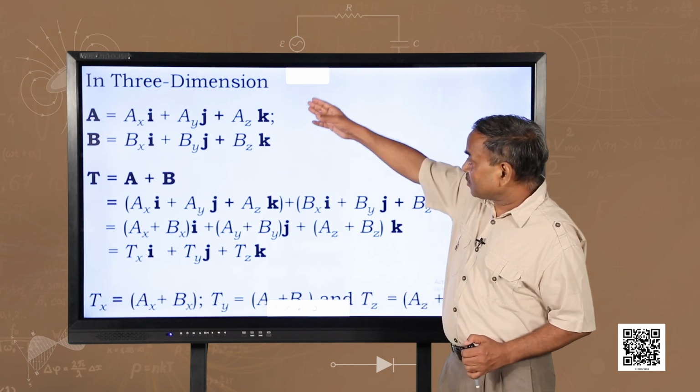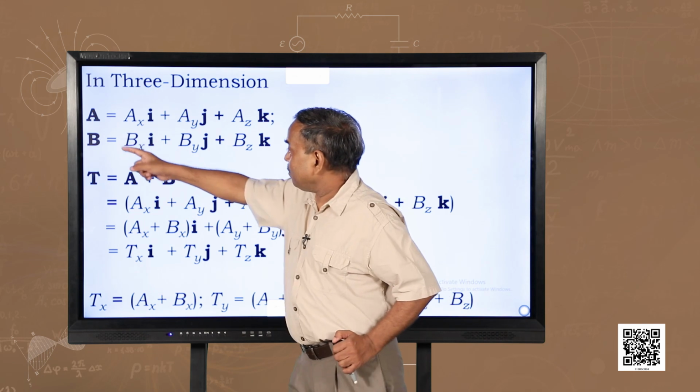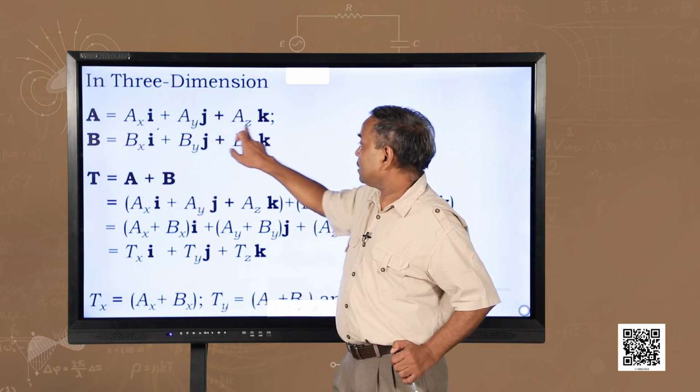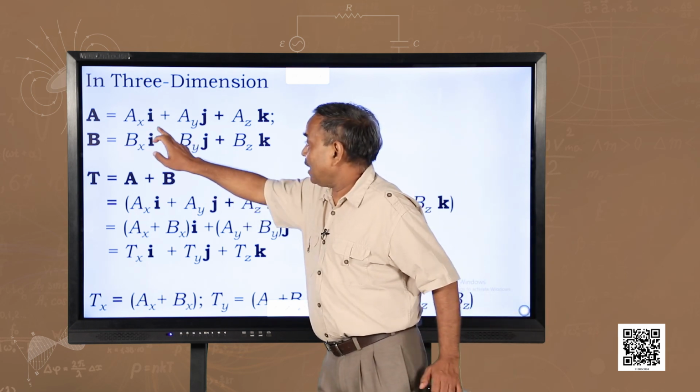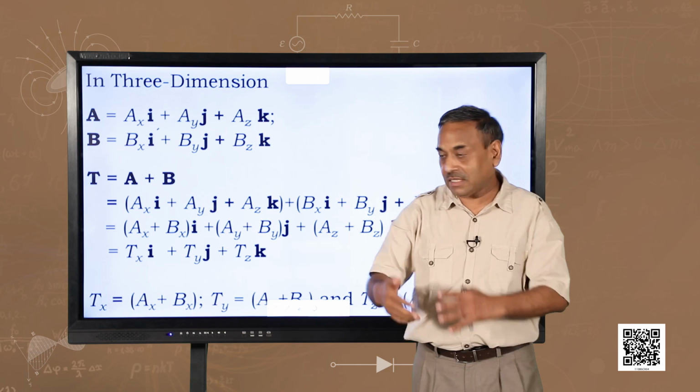Now, in 3-dimensional space, I am going further up. If we say two vectors A and B in 3-dimensional space with unit vectors i, j, k have components A x, A y, A z, B x, B y, B z along the x, y, z directions.